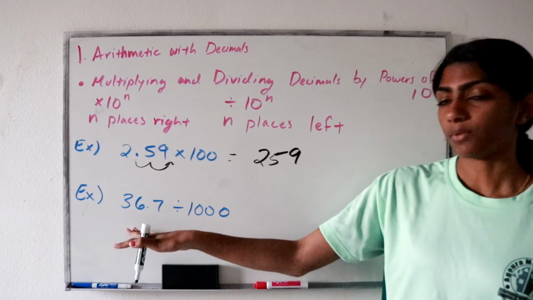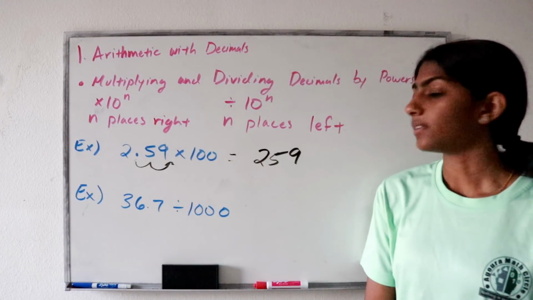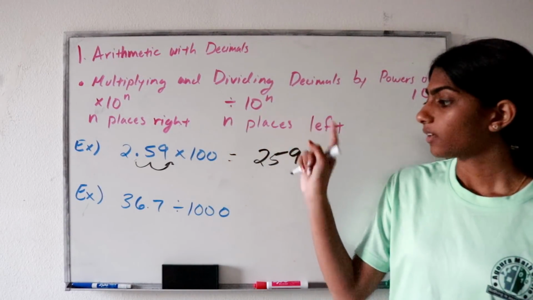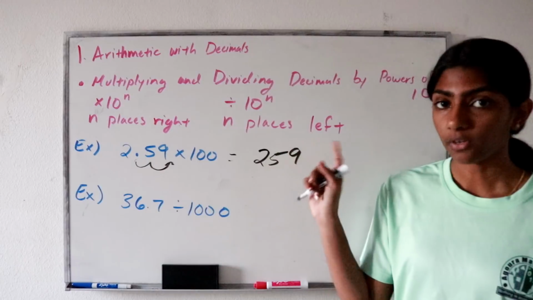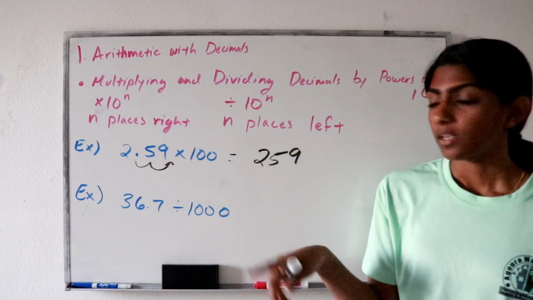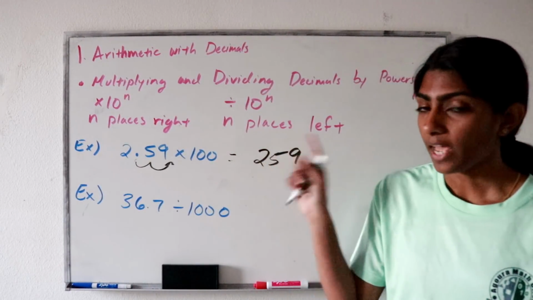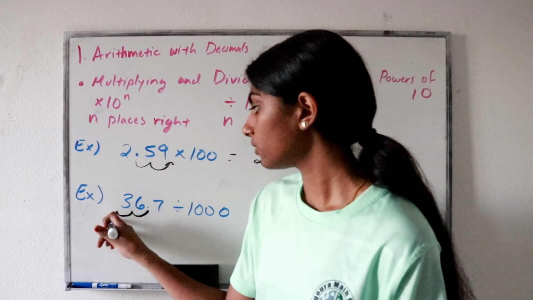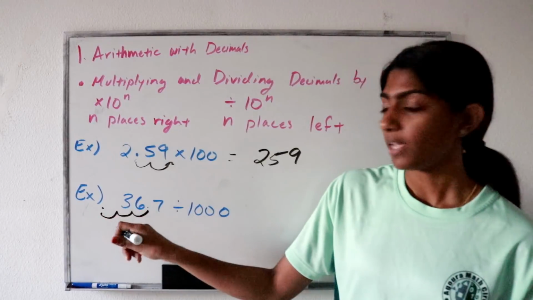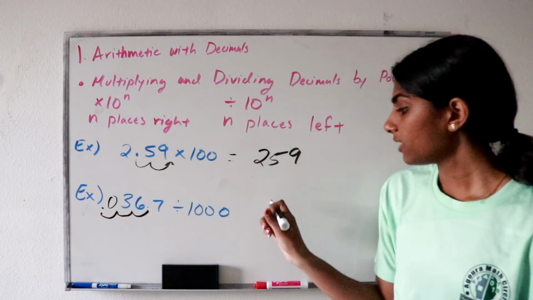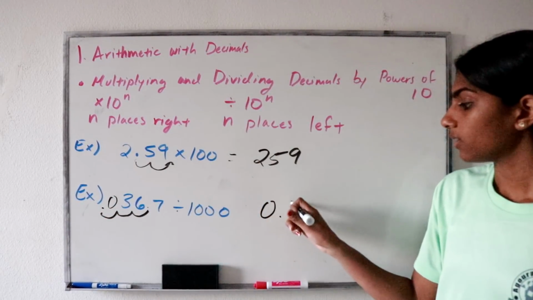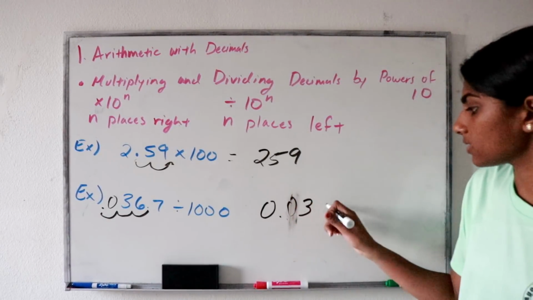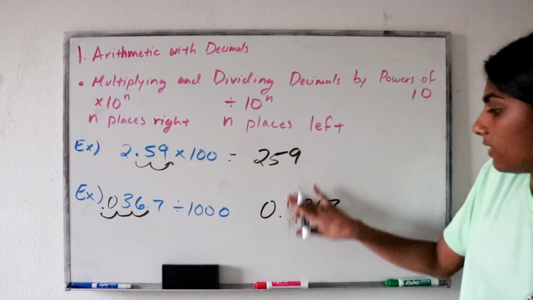Next, let's look at this example. 36.7 divided by 1,000. So we are dividing by a power of 10. We're dividing by 10 to the third power, since it has 3 zeros. That means we're going to move the decimal point n places to the left, and n equals 3 here, so we move 1, 2, 3. And wherever we have an empty space, that means we're adding a 0. So our answer is going to be 0.0367. And that's our answer.